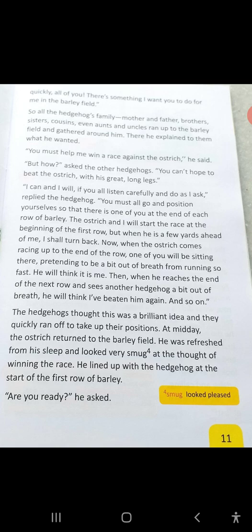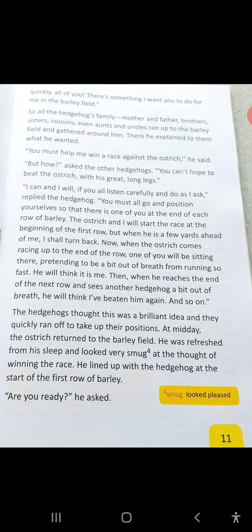So he called all his family members, and all the family members gathered near him, and now he was explaining to them what help he wanted from them. "You must help me win a race against the ostrich," he said. Now he was telling his family members that he wanted their help to win the race against the ostrich. "But how?" asked the other hedgehogs. "You can't hope to beat the ostrich with his great long legs."